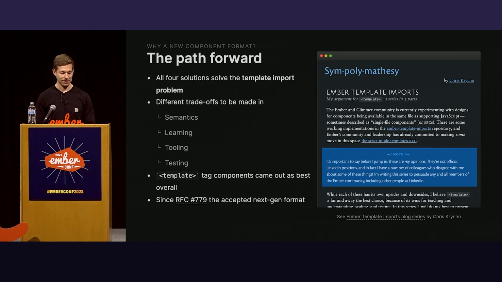So I quickly went over all these options because there's really a lot to it and a lot of trade-offs to be made. Ultimately, all four of them solve the issue: we can have imports and templates. There are just different trade-offs between semantics, learning, tooling, and testing. If you're really interested in the whole backstory of this and why we got to template tags, I definitely recommend you check out the blog post by Chris Kreitschow, who wrote up all of the backstory of why this is a good approach. The RFC mentioned there is also the one that has been accepted to officially use within Ember.